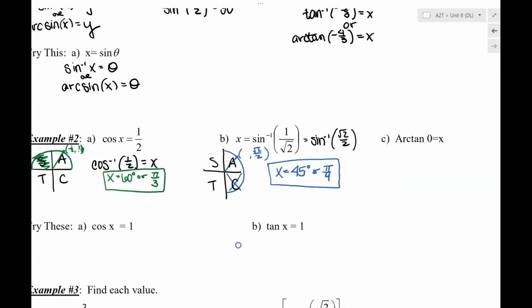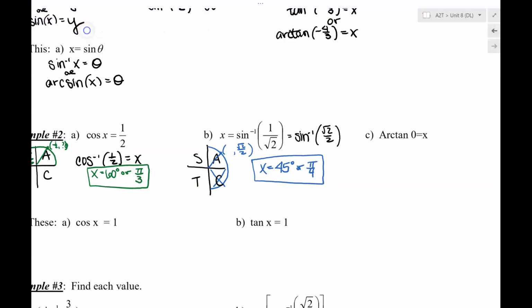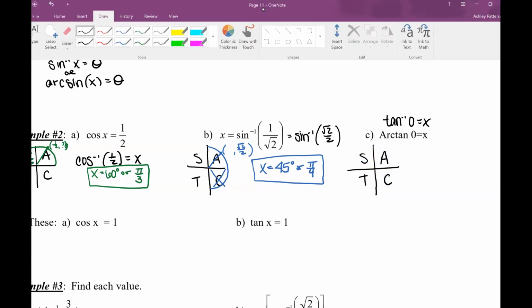Excellent. Okay, arctan 0 equals x. So that is the same as if we were thinking inverse tangent of 0. Okay, tangent has the same restrictions as sine, from -pi/2 to +pi/2.